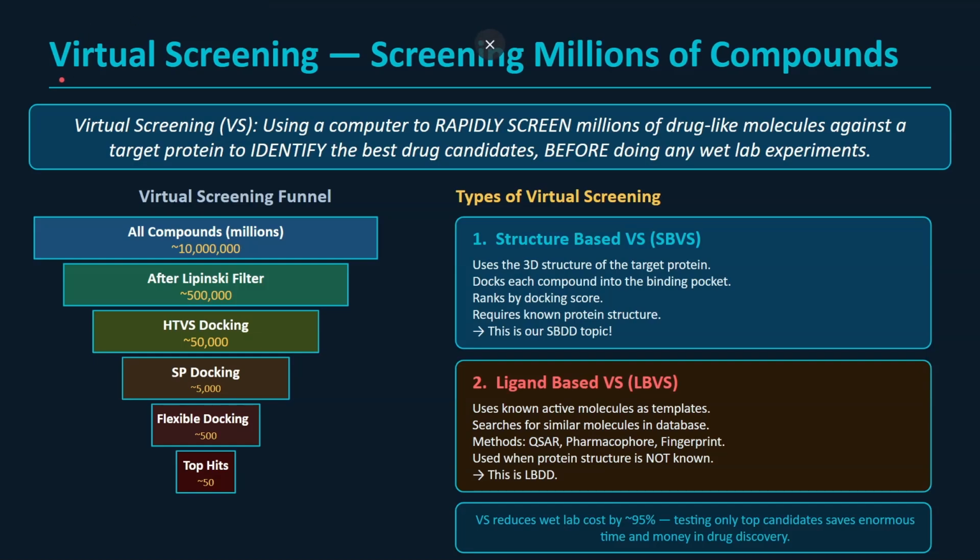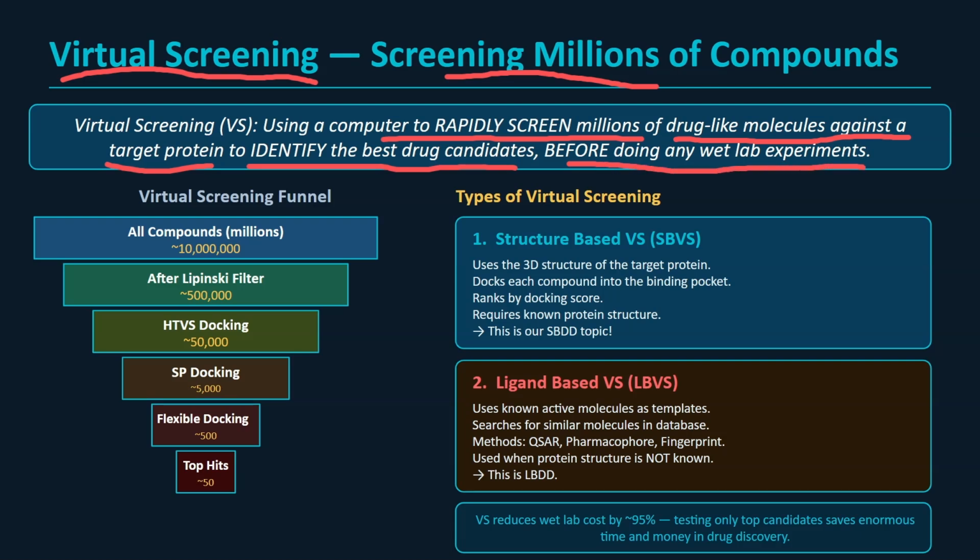Next, we have virtual screening. Virtual screening helps us test millions of compounds computationally. Here, we use computers to rapidly screen millions of drug-like molecules against a target protein. So we identify the best drug candidate, and this screening is done before any wet lab experiment.